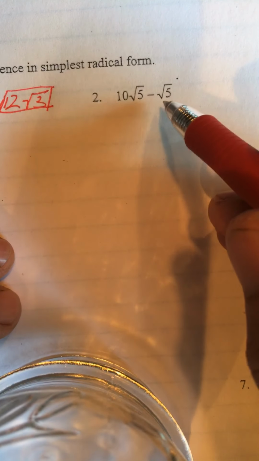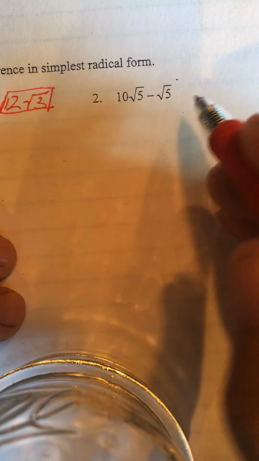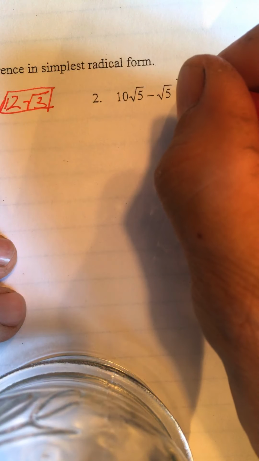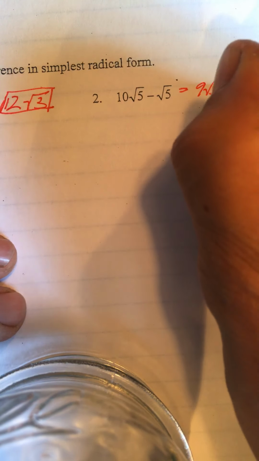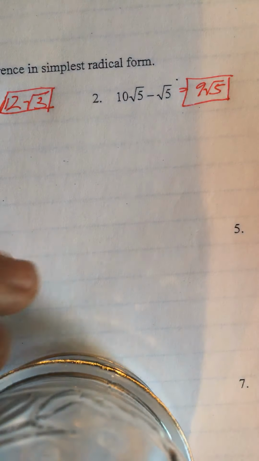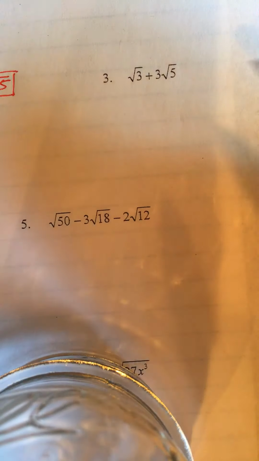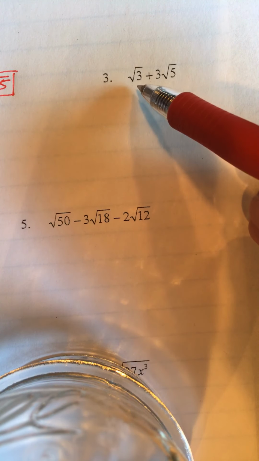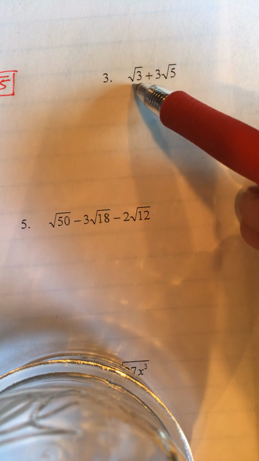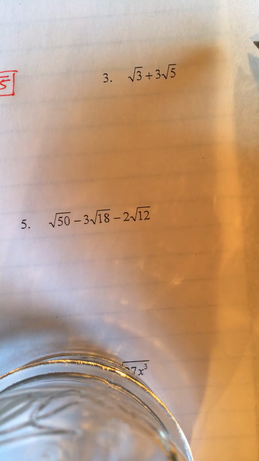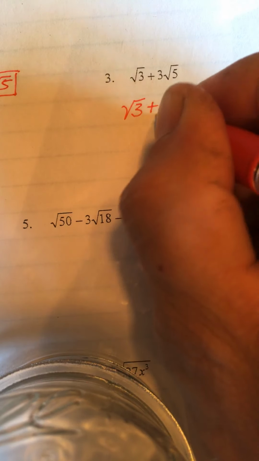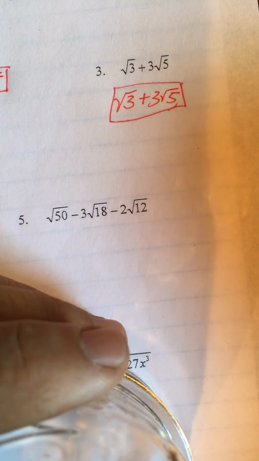Okay, so keep in mind, if we have a root 5 here, it's not written, but it's like having a 1 out front. So this is 10 root 5 minus 1 root 5 is 9 root 5. Okay, and then we get to number 3, and I'm going to add these radicals together, but what I notice is that the numbers inside the house are not the same. So I have root 3 plus 3 root 5, so I cannot put these together. Okay, so this would be our final answer. This is reduced, simplified, all that good stuff.